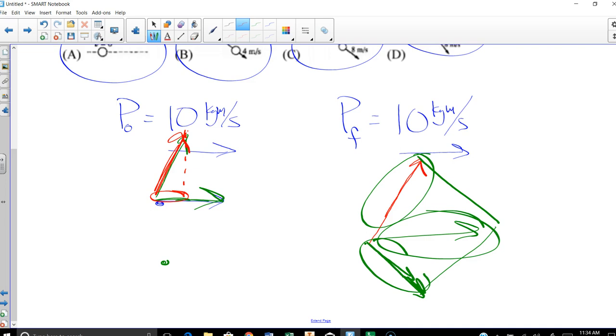So I need one that has a similar, well, let's just do it this way. So what about blue's x component? It's about the same, right? If you add those 2 together, you get this. Now what about their y components?